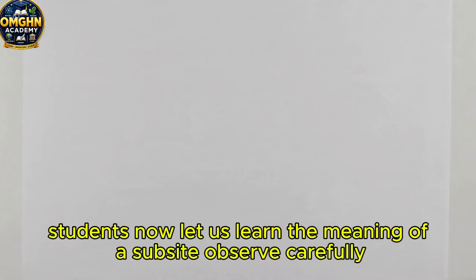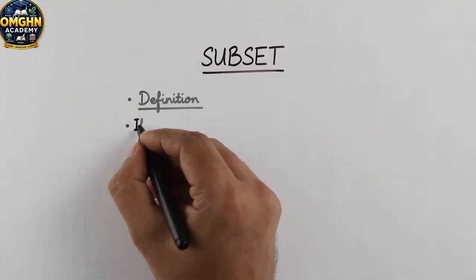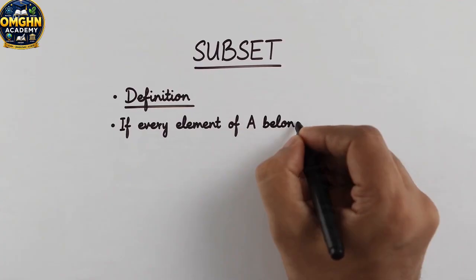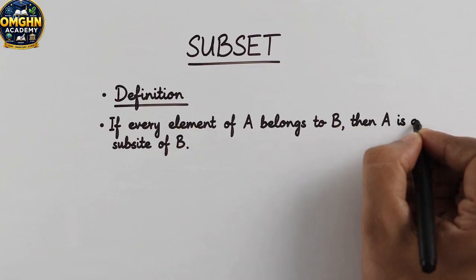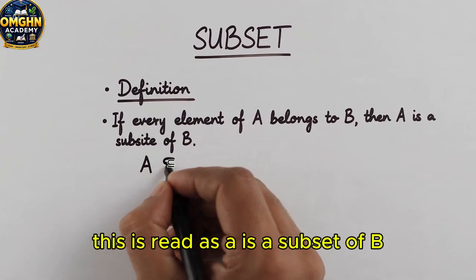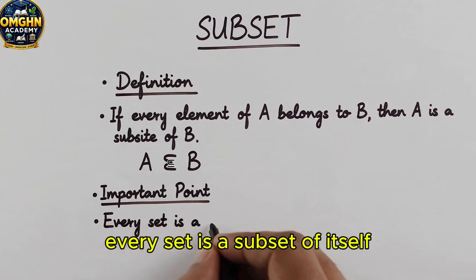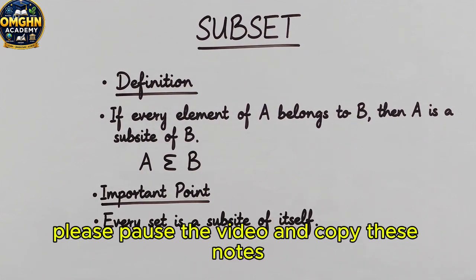Students, now let us learn the meaning of a subset. Observe carefully. If every element of one set belongs to another set, then the first set is called a subset of the second set. This is read as A is a subset of B. Every set is a subset of itself. Please pause the video and copy these notes.